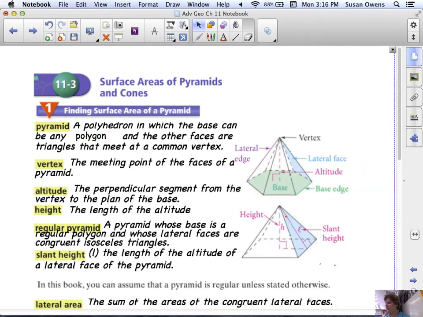Today's video is for Advanced Geometry, Chapter 11, Section 3, Surface Area of Pyramids and Cones. So just like the previous sections, we have a lot of notes. Just stop it if you need to copy anything down.